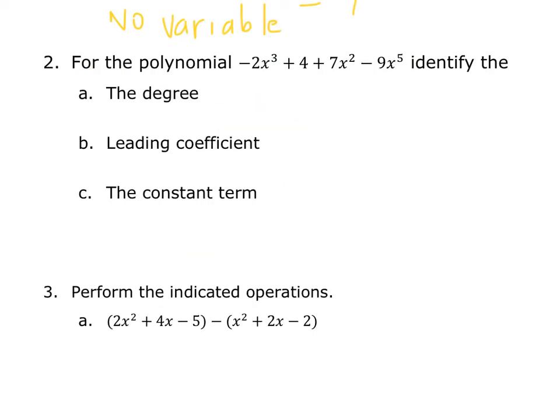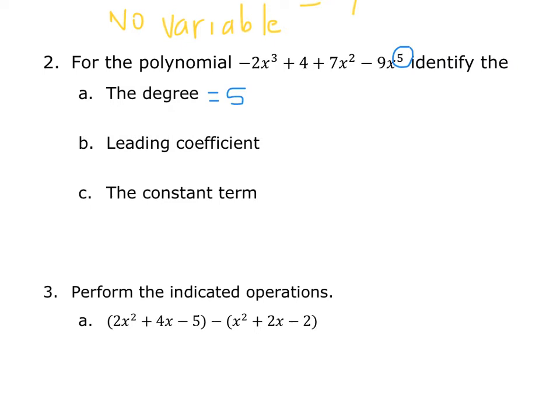Let's look at this polynomial. Negative 2x cubed plus 4 plus 7x squared minus 9x to the fifth. Notice that the degrees are not in descending order. So when we look for the degree, we want to make sure we check out each term and find the one that has the highest degree. So the highest degree, the highest exponent, is 5. So the degree is 5. Even though that's not the first term, the degree is always whatever the largest exponent is.